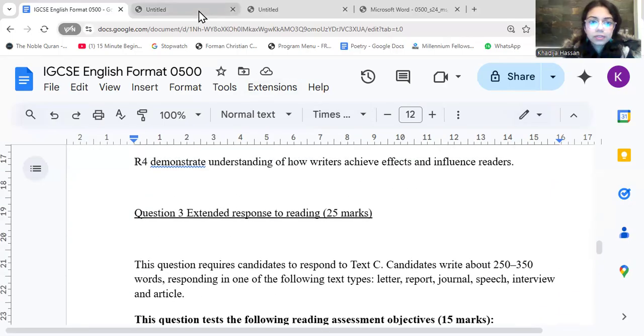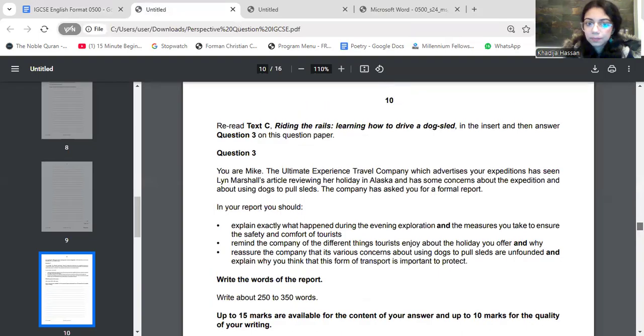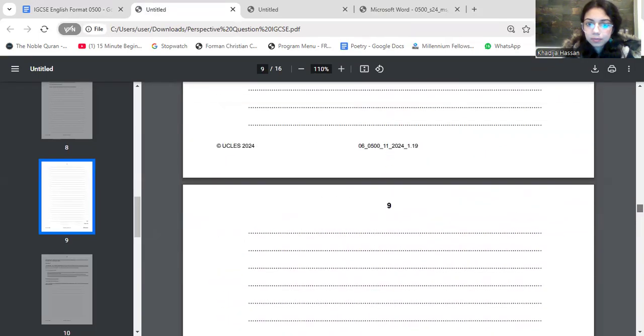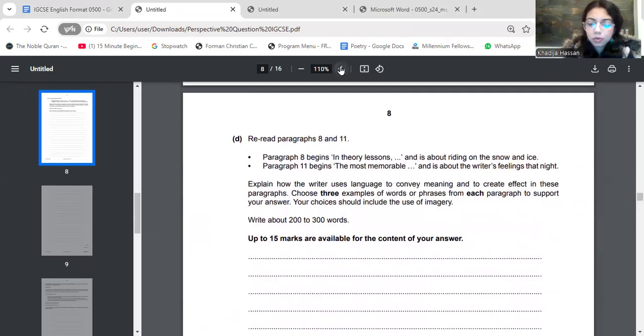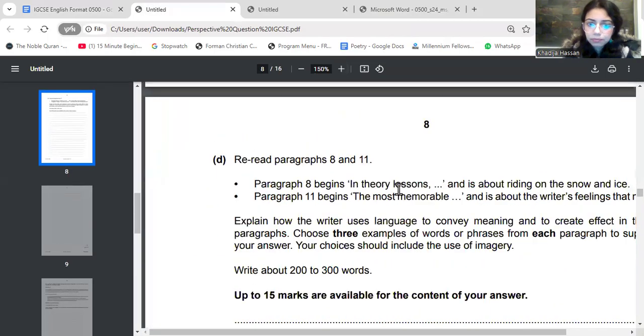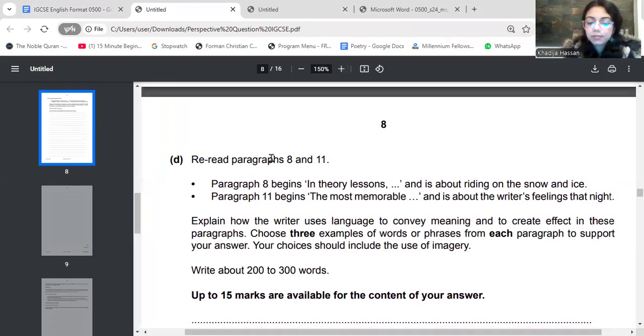So now let's take a look at the question that we will be solving today. So this is the meaning and effect question, or the language task, right? It's question number 2, part D. Reread paragraphs 8 and 11. Paragraph 8 begins, in theory lessons, and is about writing on the snow and ice. Paragraph 11 begins, the most memorable, and it's about the writer's feelings that night.